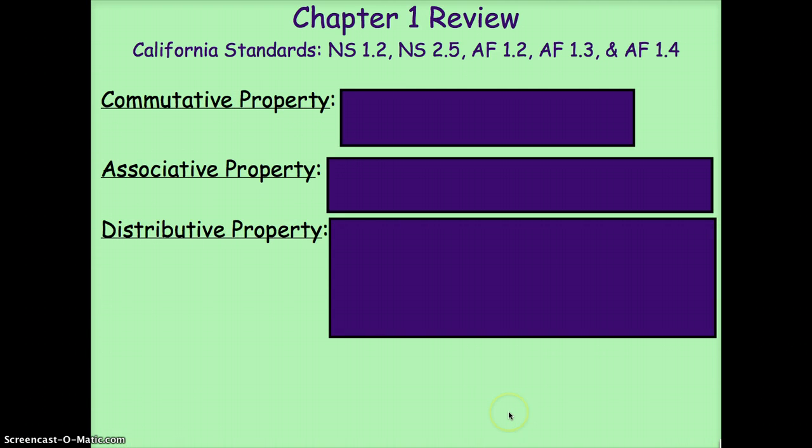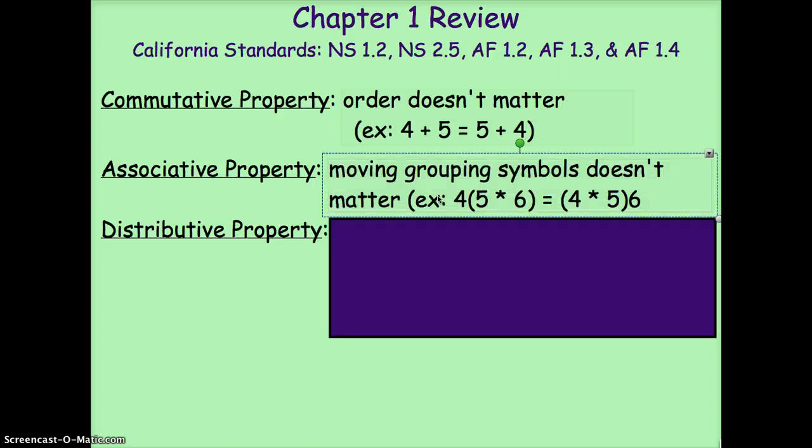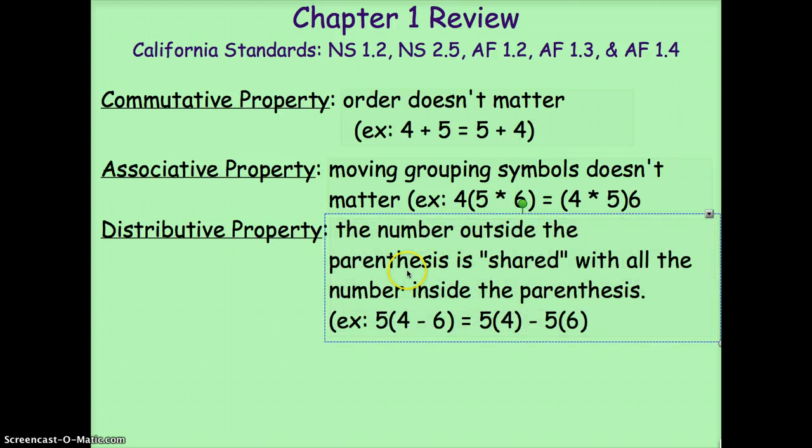Okay, now go ahead and try these 3 properties. Okay, let's go ahead and see how you did. Commutative property, remember you're commuting to school. Order doesn't matter. Associative property, you're changing your grouping symbols, and they can move and it won't change your answer. And lastly, distributive property, the number outside the parentheses is shared with all the numbers inside the parentheses. Remember, everyone gets love from the 5.